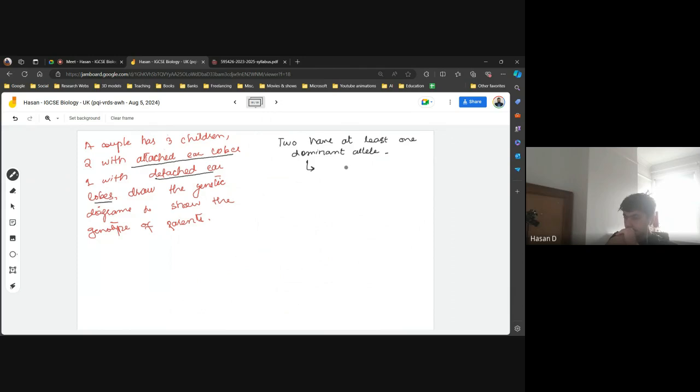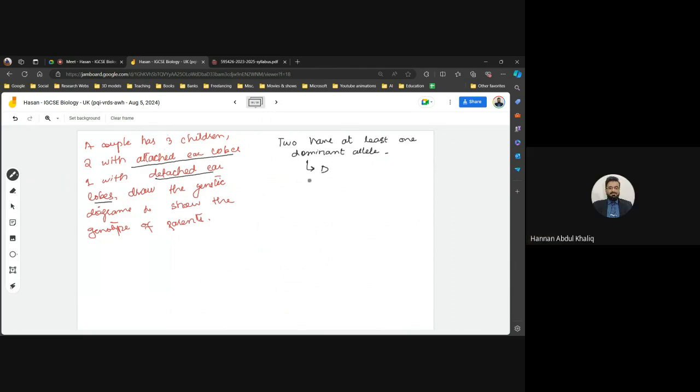Because it says two attached earlobe, right? So attached is dominant. Well done. It means that two children have at least one dominant allele. But about the third, I am certain the third has the genotype of homozygous recessive. And how am I so sure about it? How am I so sure that the third one has the homozygous recessive genotype?